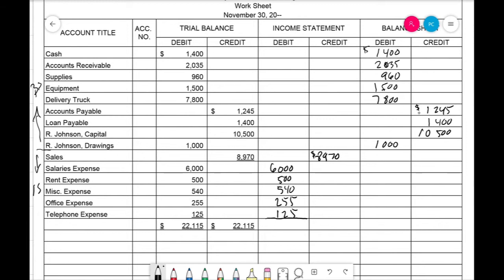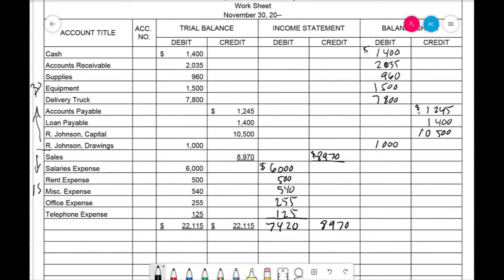So here we have our subtotal line. Oh, I forgot to put the dollar sign there. Okay, and we're going to add those together. So 6,000 plus 500 plus 540 plus 255 plus 125. Okay, so we've got 7,420. Then we've got the other side, the credit side, and it totals $8,970. Okay, so you can see those two are not the same.